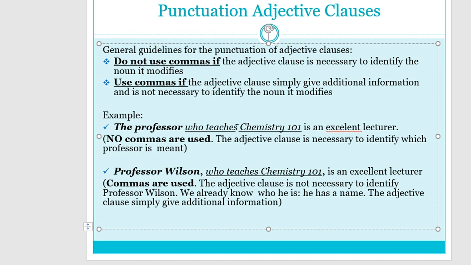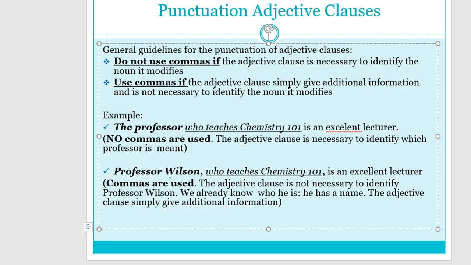Here, "The professor who teaches chemistry 101 is an excellent lecturer." No commas are used, because it's necessary to be there. If I say "The professor is an excellent lecturer," I miss one important piece of information about chemistry 101, and that's why we have to keep it, because I cannot separate it. If I say "The chemistry professor is an excellent lecturer," it's okay to put a comma and comma, because there is no need for extra or additional information.